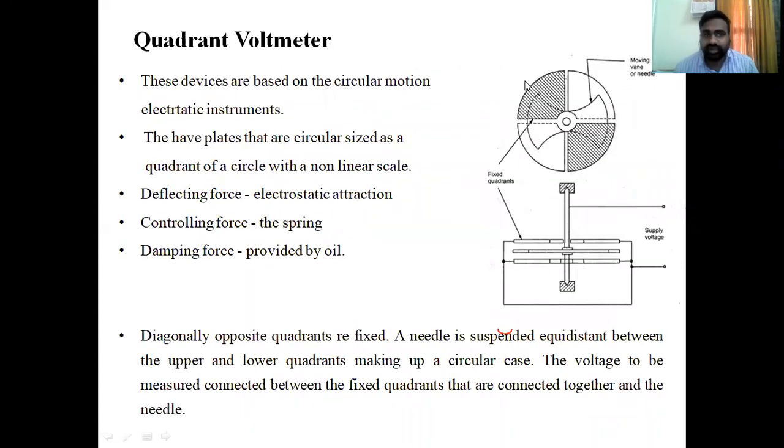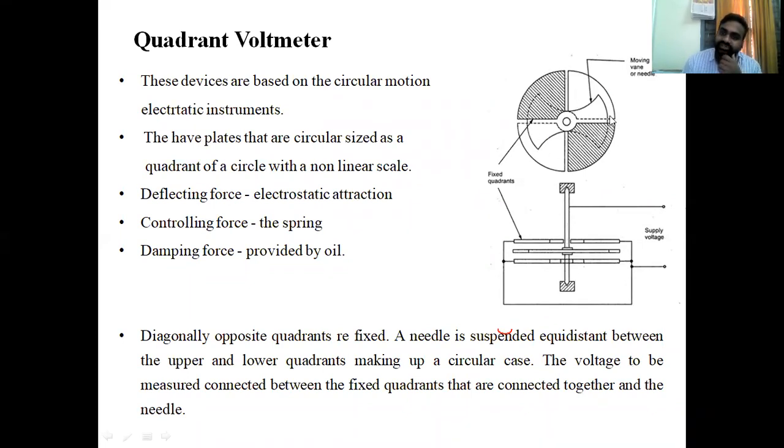So the second type of classification is the quadrant voltmeter type. This is a peculiar structure. It is completely based on circular motion type electrostatic instruments, so the construction is also quite similar. Quadrants are similar to the circular motion type electrostatic voltmeter.